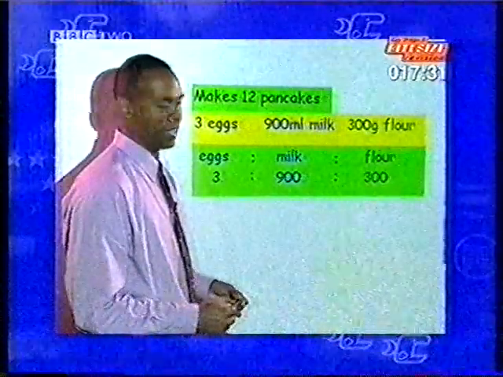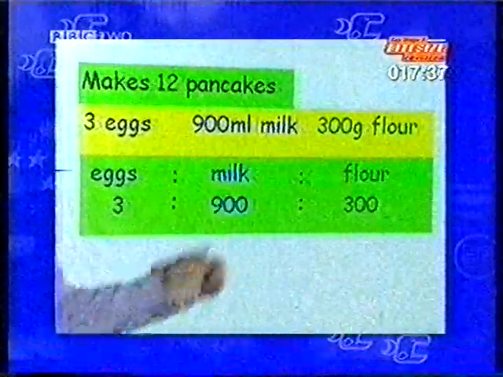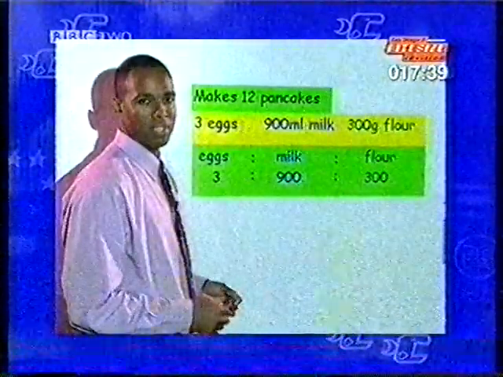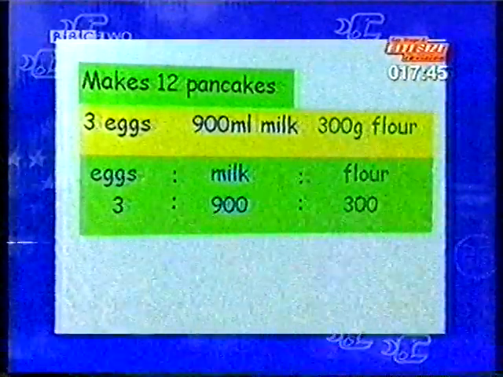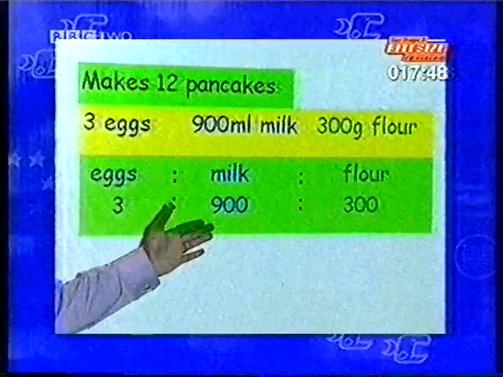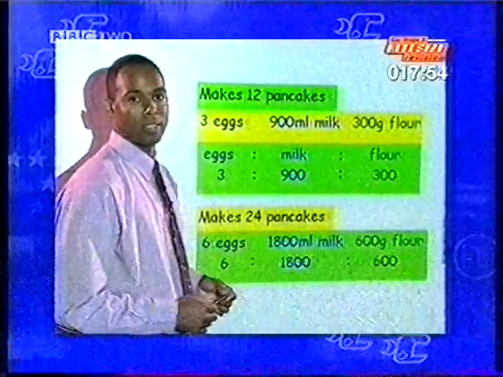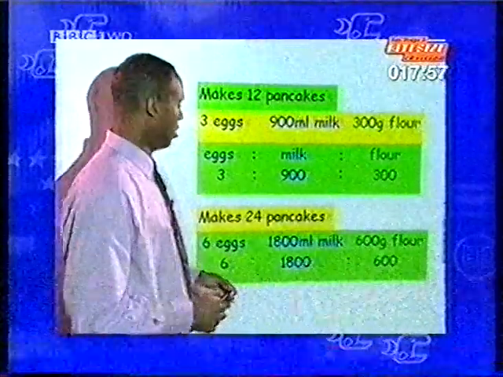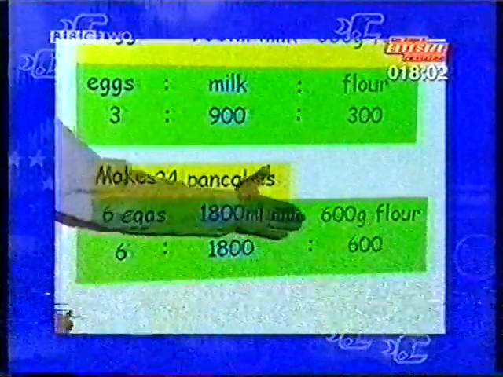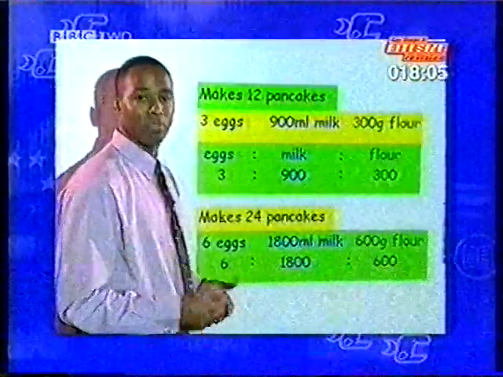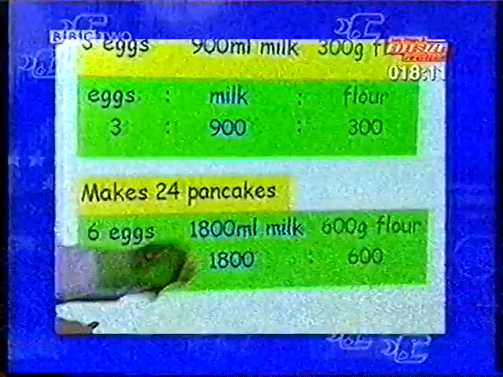To make 12 pancakes, we need 3 eggs, 900 millilitres of milk, and 300 grams of flour. We can represent this as a ratio for eggs to milk to flour, which in this instance would be 3 to 900 to 300. Now, if we wish to make double the number of pancakes, then we need double the quantities. So we would have 6 eggs, 1800 millilitres of milk, and 600 grams of flour, which as a ratio would be 6 to 1800 to 600.